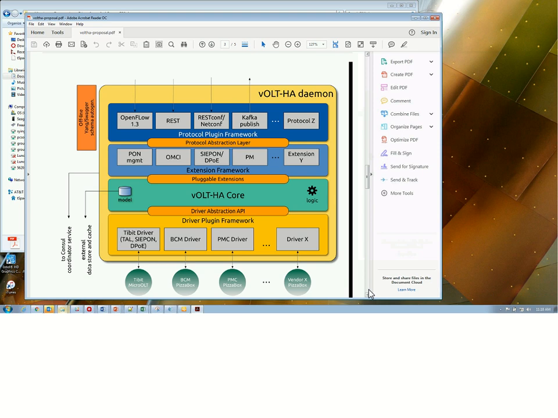I think at least for me personally, it's the POM management block, this block, the extension framework. It is an extension framework. When I look at a POM management block, I translate that as Netconf related, because you're managing the POM layer related stuff, right? So whether it's the configuration or that's where the FCAPS is, the component inside vOLTHA to support FCAPS. So of course there's a PM, I think that's where the PM is.